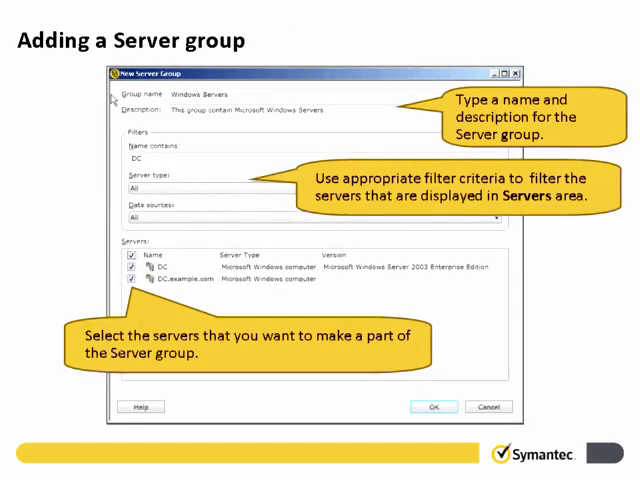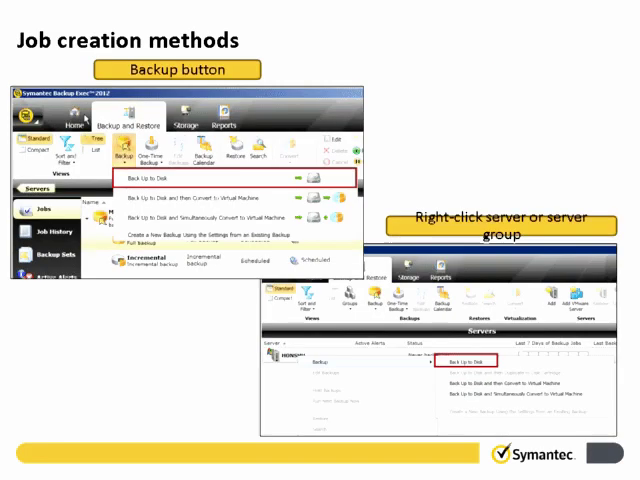To add a server group, you just tell it that you want to create a new server group. You give your group a name, and then you tell it the type of servers that you want to put in that group. And it will show you a list at the bottom of the screen of all the servers that it has found that meet your criteria, and you tick the checkbox for the servers that you want to include in the group. And then you click OK, and it becomes part of a group.